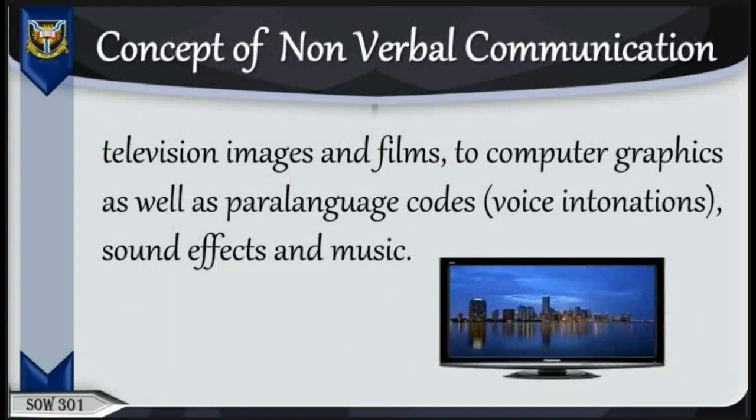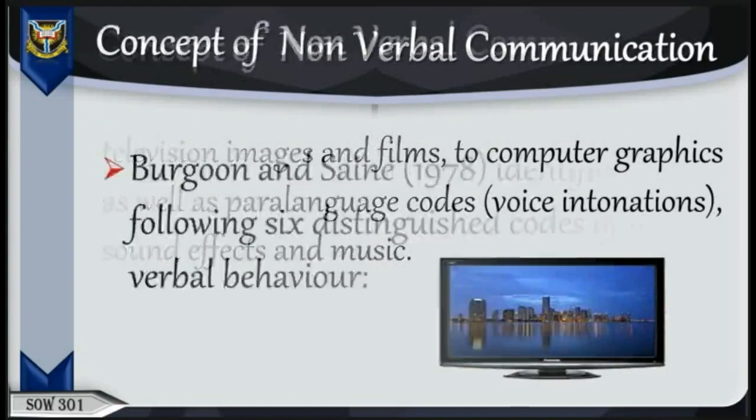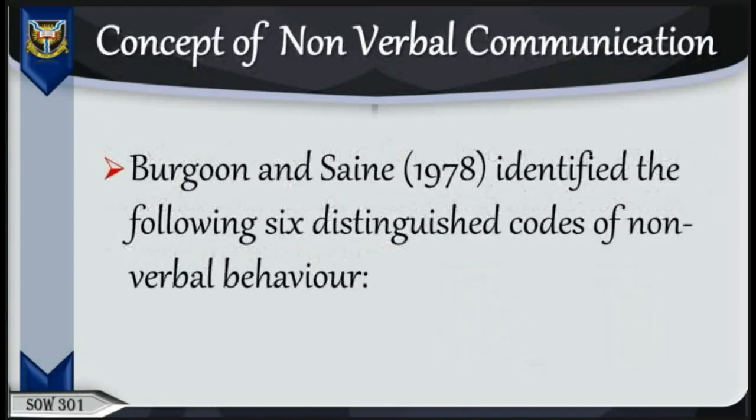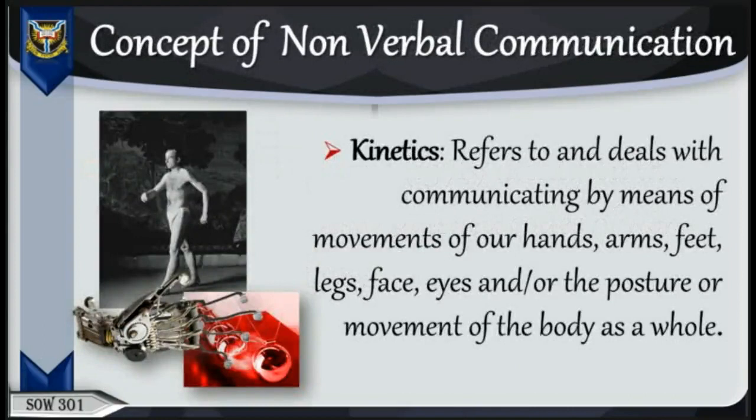Categories of nonverbal communication. Burgoon and Sain, 1978, identified the following 6 distinguished codes of nonverbal behavior. 1. Kinetics refers to and deals with communicating by means of movements of our hands, arms, feet, legs, face, eyes, and or the posture of movement of the body as a whole.